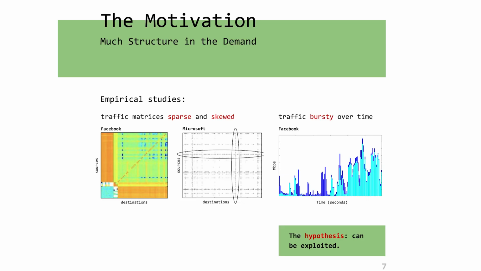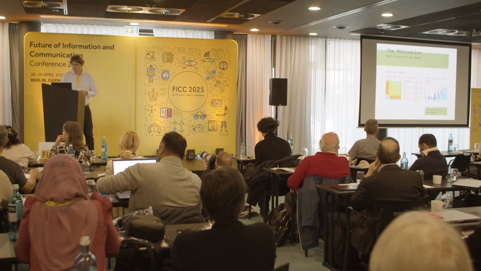Now the motivation here is that traffic and communication patterns in data centers are quite structured. They are sparse and skewed. These are studies by Facebook and Microsoft. They also have a lot of structure over time, so they're bursty over time. And if you can build a data center network that exploits this structure, that can be very helpful.